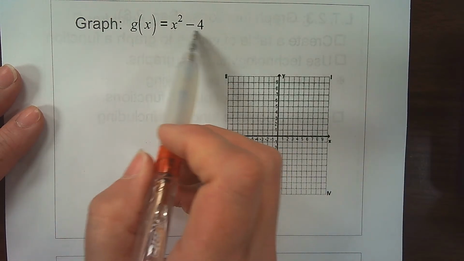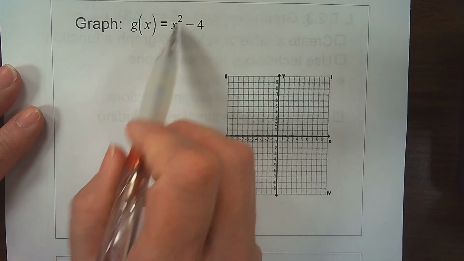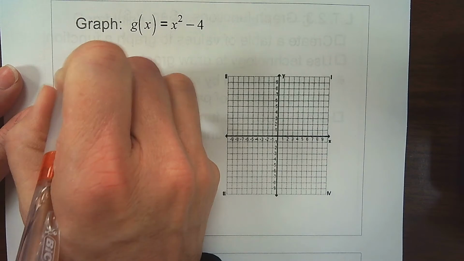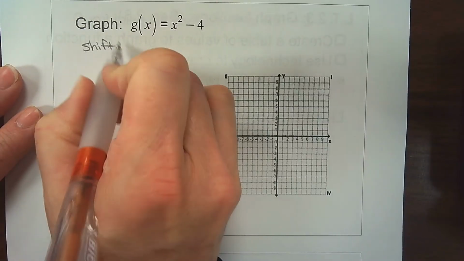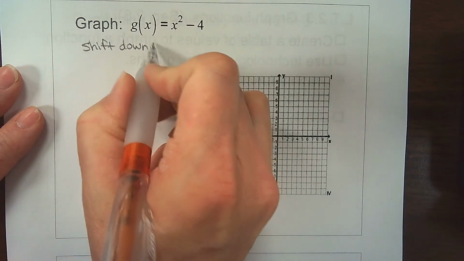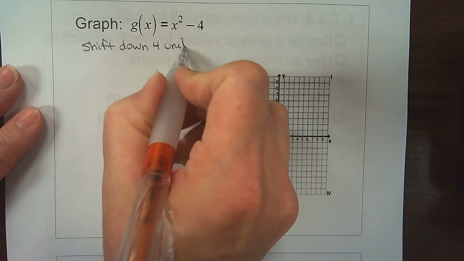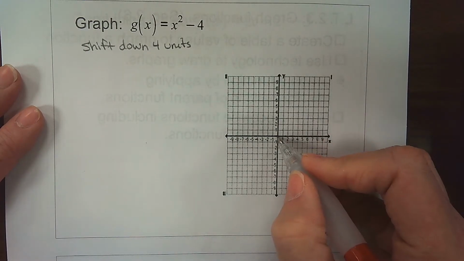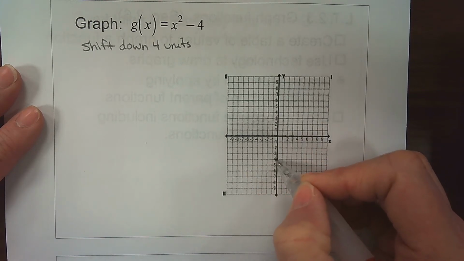However, since we are subtracting 4 after the squaring has occurred, that means that this is a vertical shift, or in other words, it is a shift down 4 units. So I'm going to take the entire parabola that I sort of envisioned up here, and I'm going to come down 1, 2, 3, 4 units here.